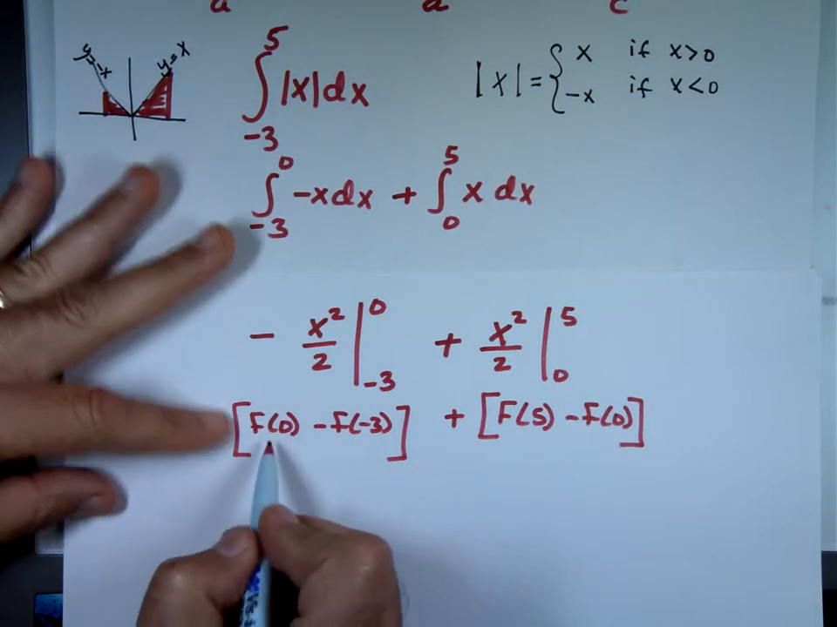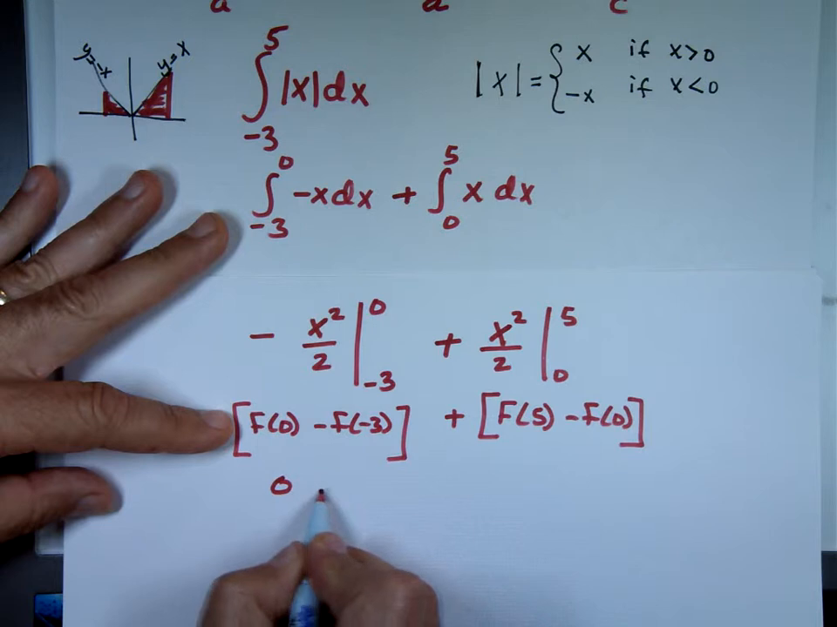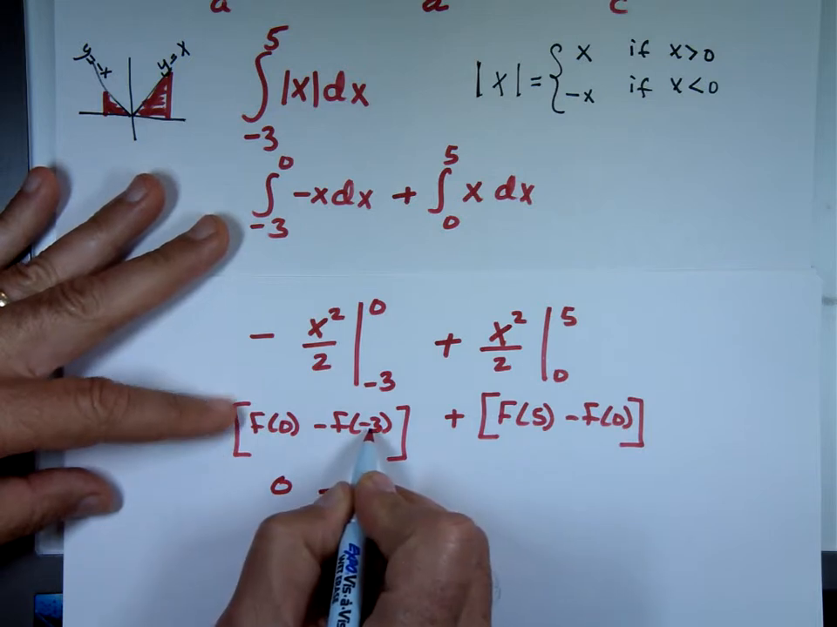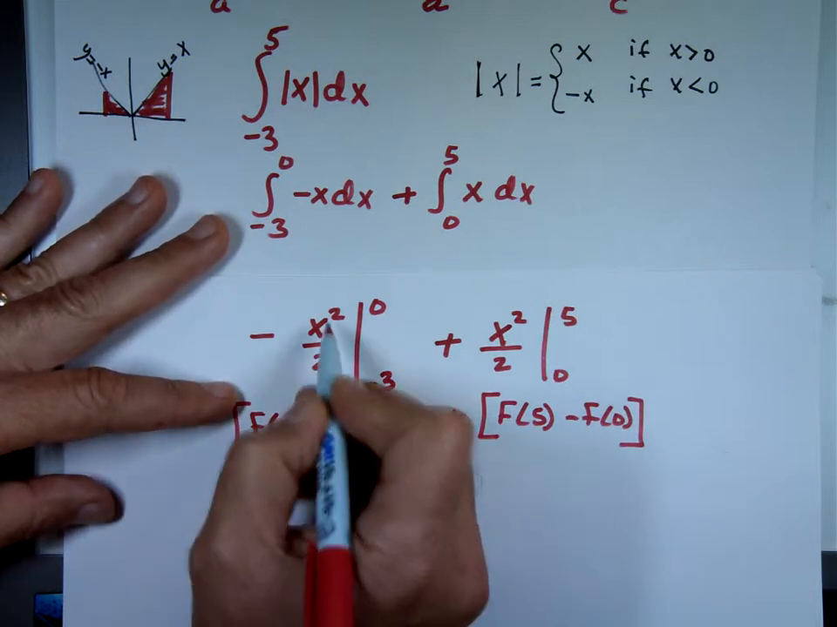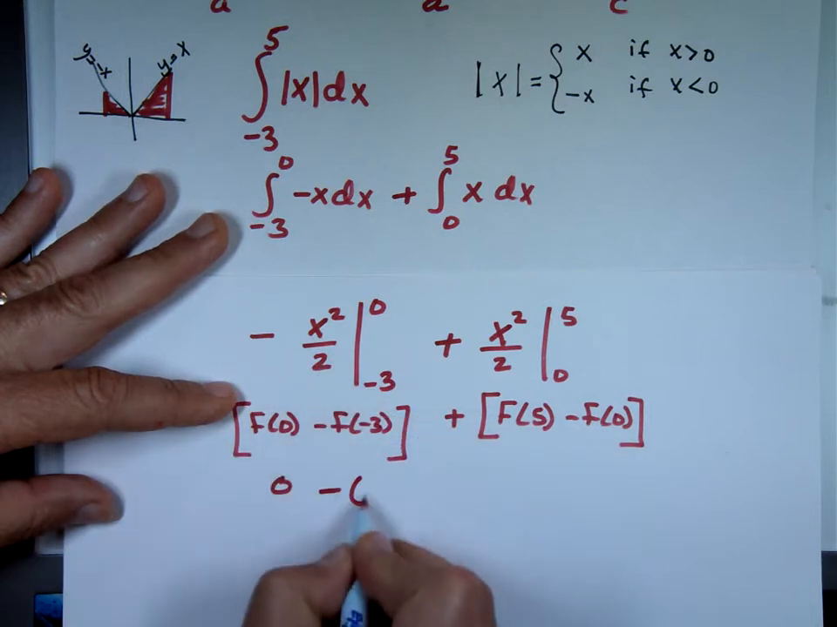So now f of 0, we go to this one. What do we have here? 0 minus, what's the answer? F of minus 3. That's 9 over 2, which is what? 4.5 with the minus. That's negative 4.5, right?